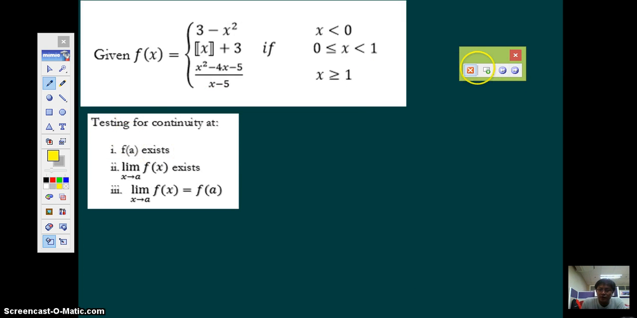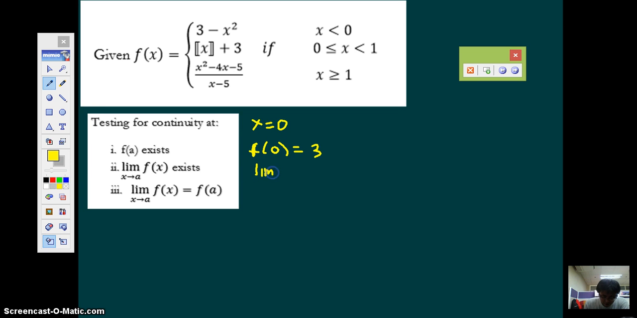Starting at the first point, which is x equals 0. Testing for continuity at x equals 0. Remember that the 3 conditions must be satisfied for the function to be continuous at that value. If any of the 3 is not satisfied, then the function is discontinuous. But we have to check for the second condition to determine the type. So let's check the first condition, what is f of 0. We'll use the second condition because 0 is in the second condition. Substituting 0, the greatest integer function of 0 plus 3 would be 3. So the first condition is satisfied, f of 0 exists and it's equal to 3.